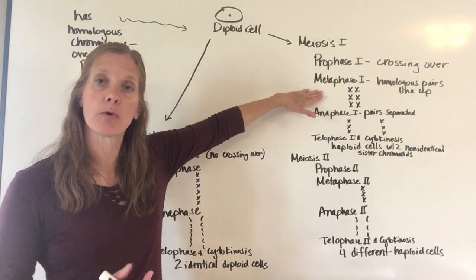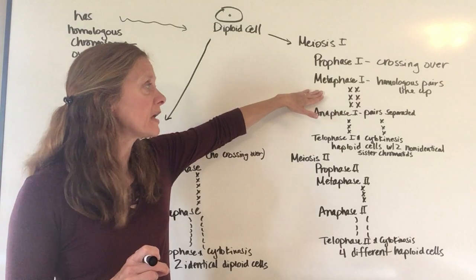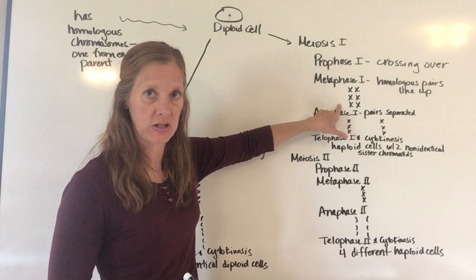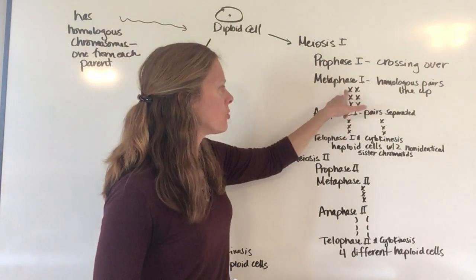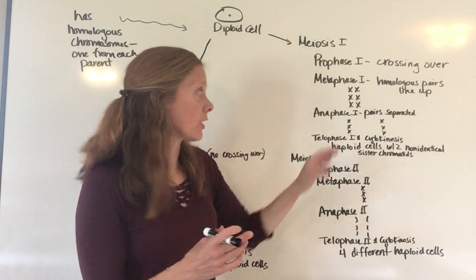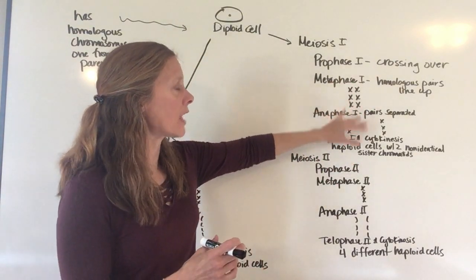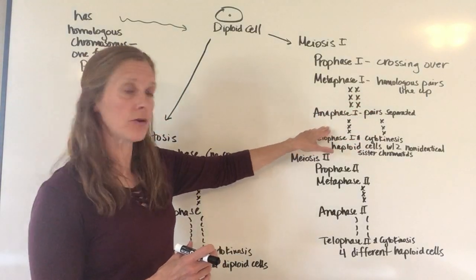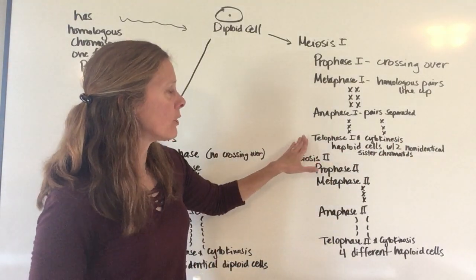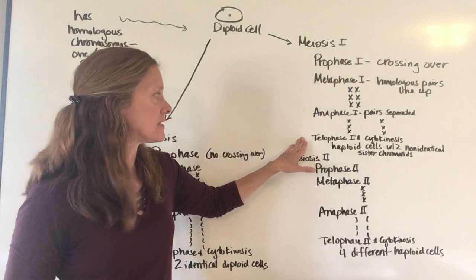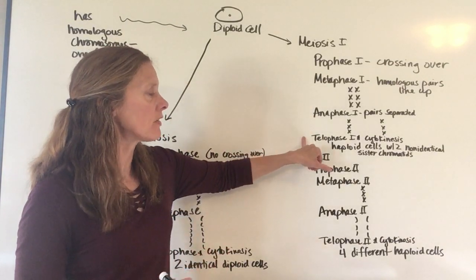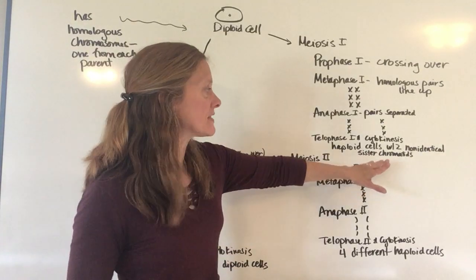Then in metaphase, remember M stands for middle. And here the homologous pairs are going to line up with each other. Okay, so these two are similar. They may code for similar things, but they're not identical to each other. And so all of these pairs are lined up as pairs. Then in anaphase, the two pairs are separated from each other. And then when you get down to telophase and cytokinesis, remember anaphase means they're going to pull away, they're going to pull apart. Then in telophase, what we end up with is haploid cells.